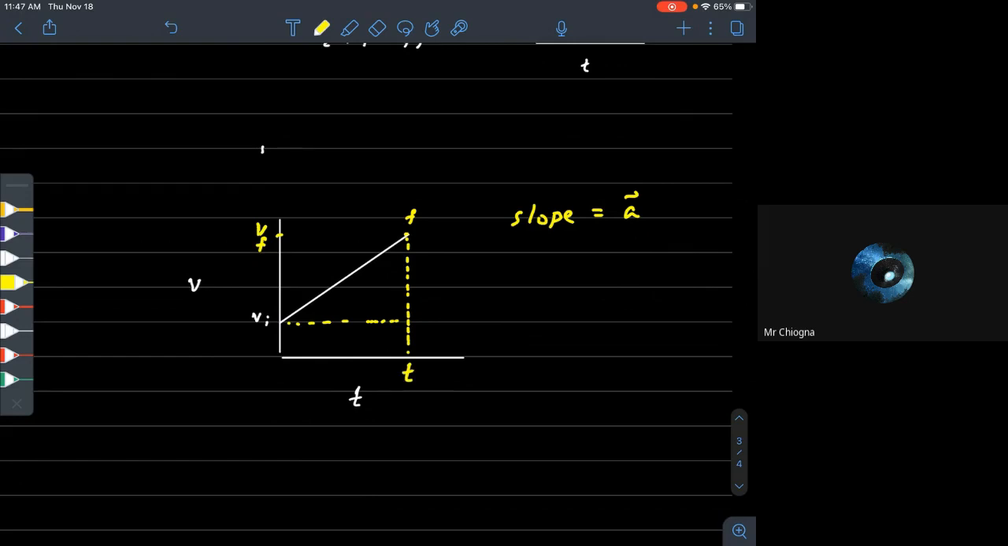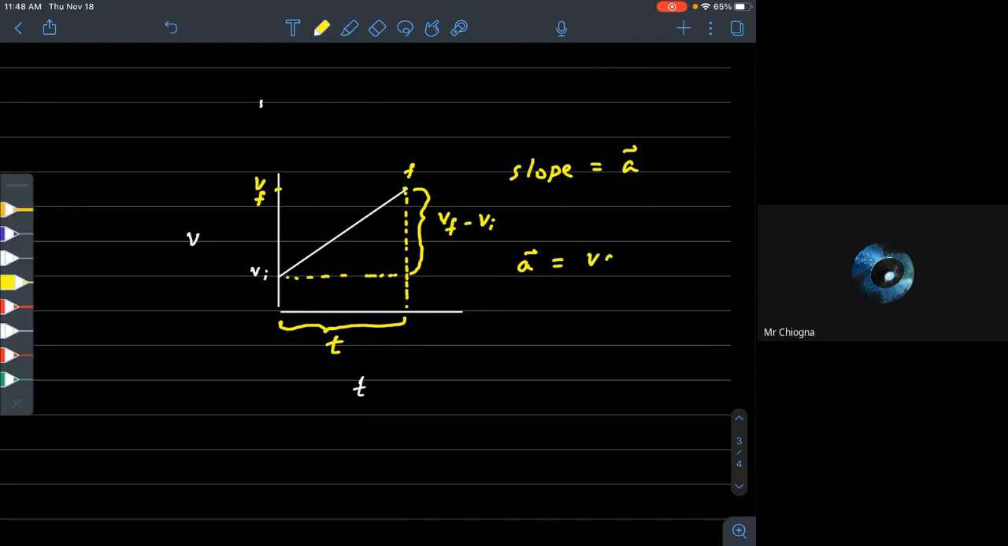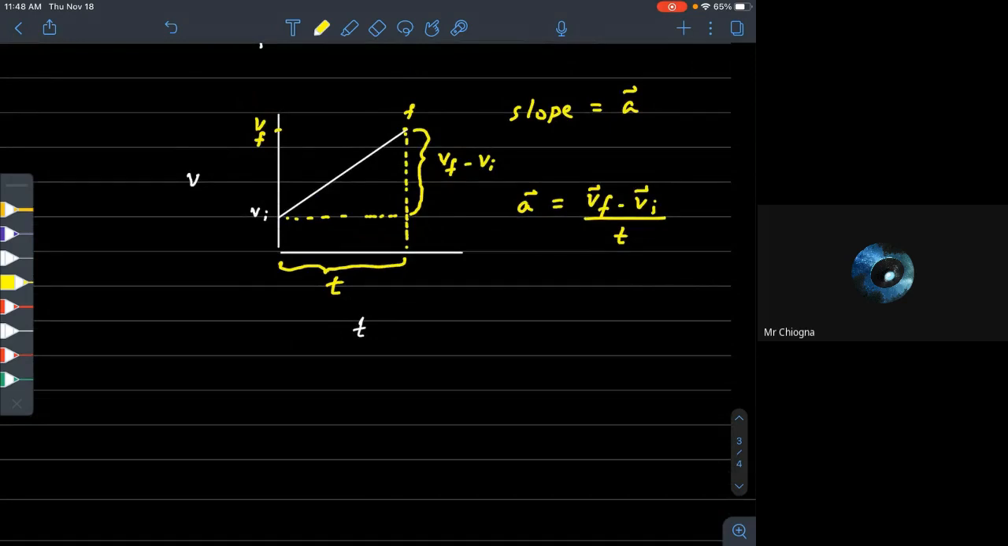I'm going to call this time simply, instead of T final, I'll just call it T. This here is the rise, which is equal to VF minus VI. Let me make it a little more clear. This is the run, which I'll call T. It's TF minus TI, but we're going to simplify it. We're just going to call it T. The slope is equal to rise over run. So VF minus VI is the rise, and the run is T. Let's rearrange this.